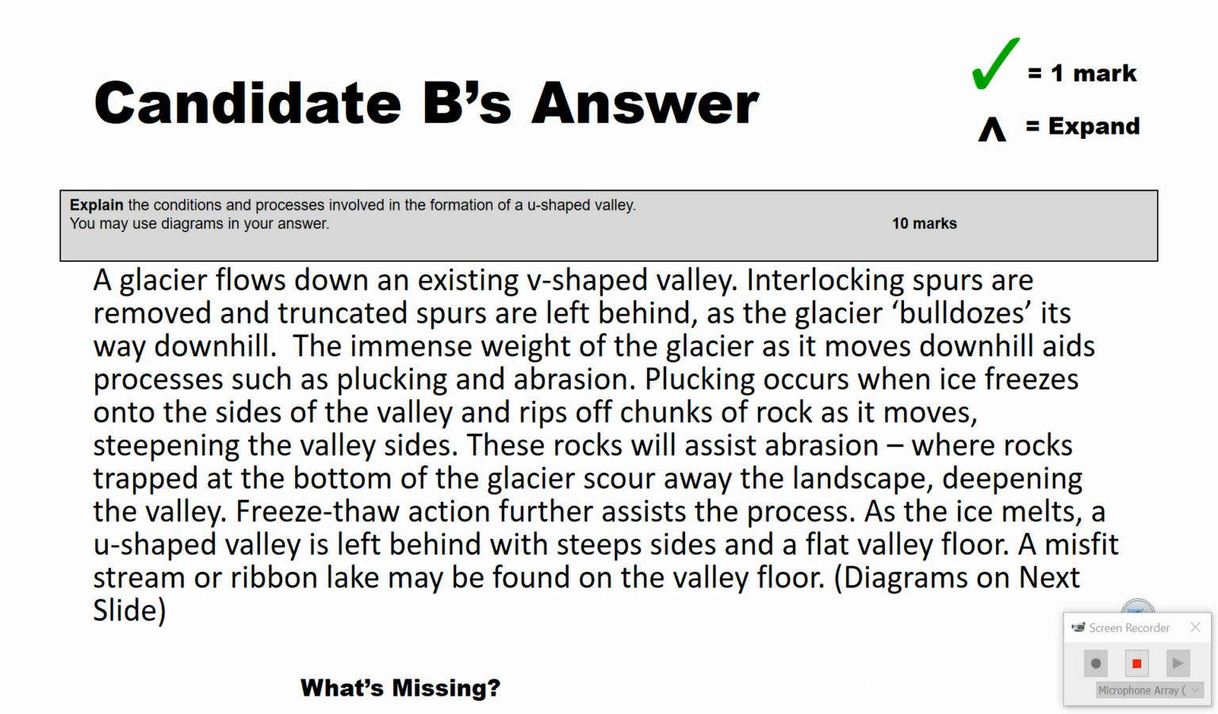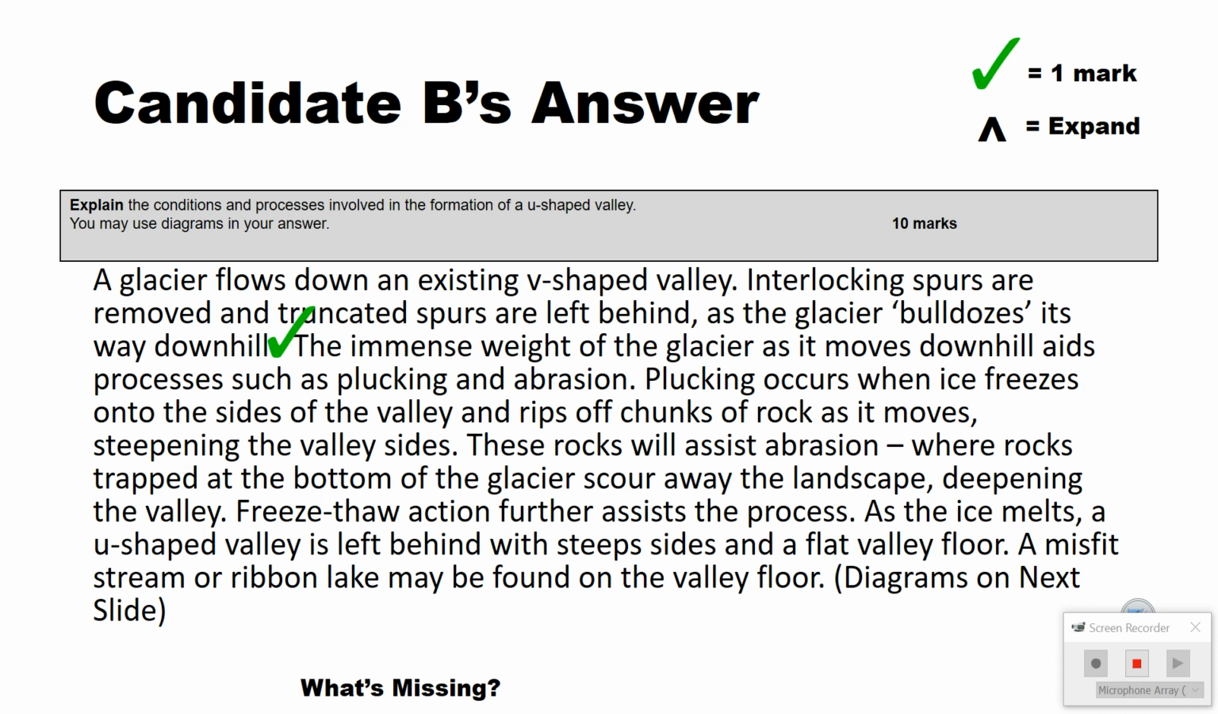Candidate B, have a look at this one and pause the video. Have a think about what's missing at the end as well, and I'll go over that. And in fact, what's missing is missing from both answers if you look at the marking scheme too. So you can unpause whenever you're ready. So glacier flows down an existing V-shaped valley. Interlocking spurs are removed and truncated spurs are left behind as the glacier bulldozes its way downhill. Yes, I'll give a mark for that.